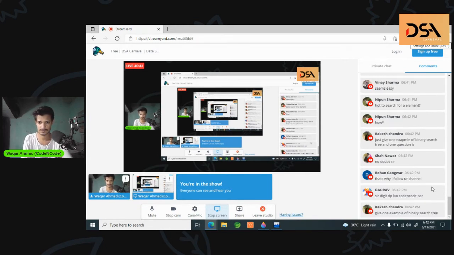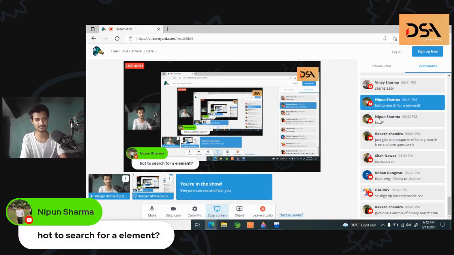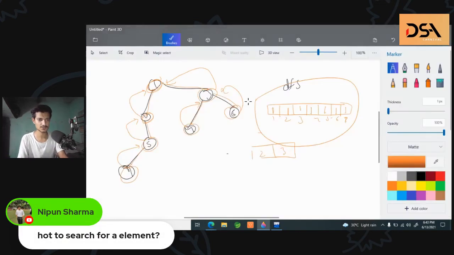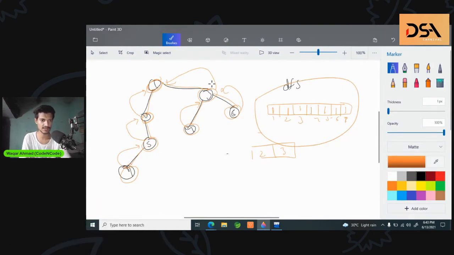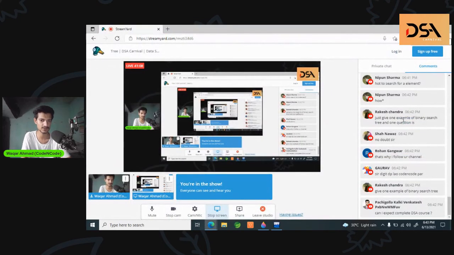So okay, how to search for an element. Basically, this question should be regarding tree, right? What I'm able to understand is this. For example, you wanted to search whether node 3 is directly connected to node 4 or not, right? That is what you meant by your question, how we can search an element.